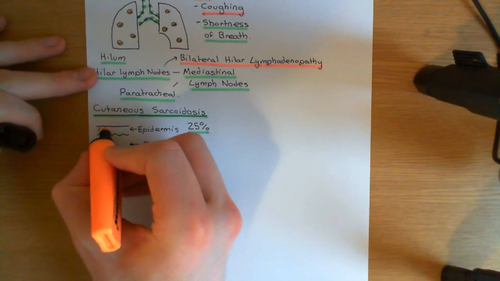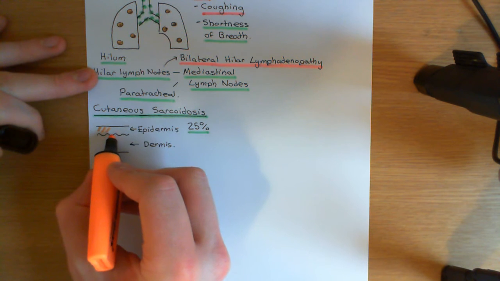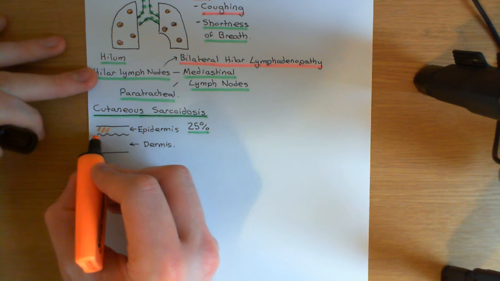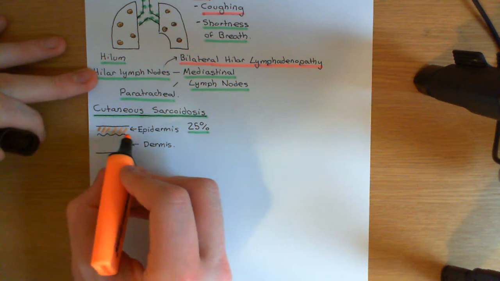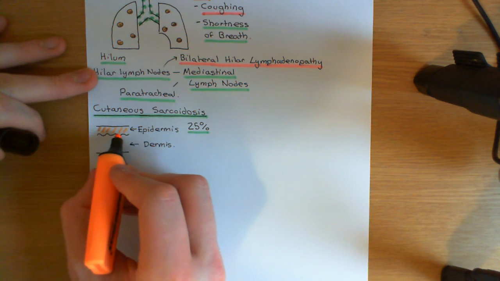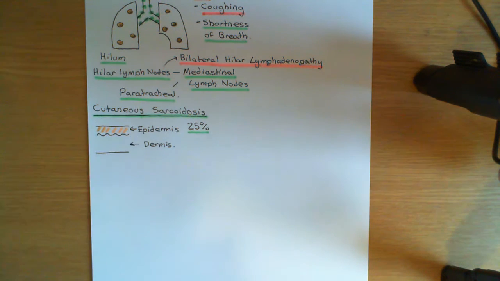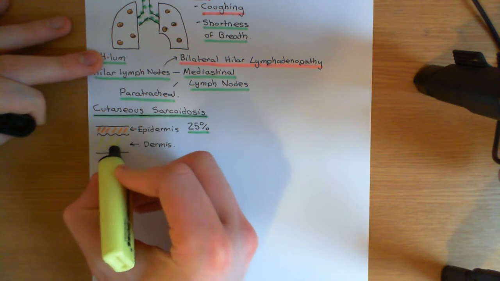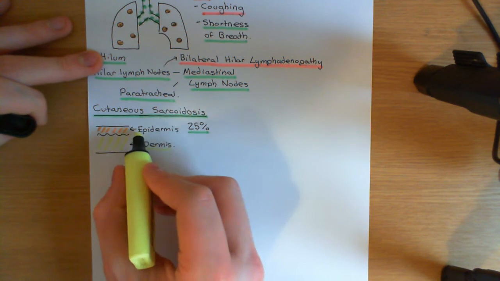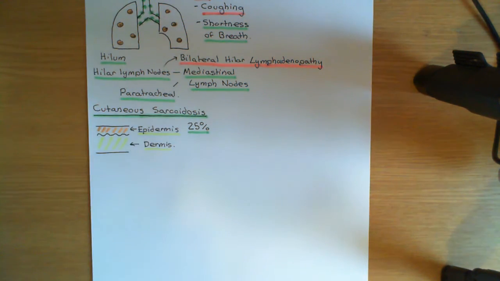Okay, and you can see that the junction between the epidermis and the dermis is not smooth, it's not a straight line. Instead, there are these ridges that keep the epidermis and the dermis interlocked with one another. So here's a basic picture of the two layers of the skin, the dermis and the epidermis.